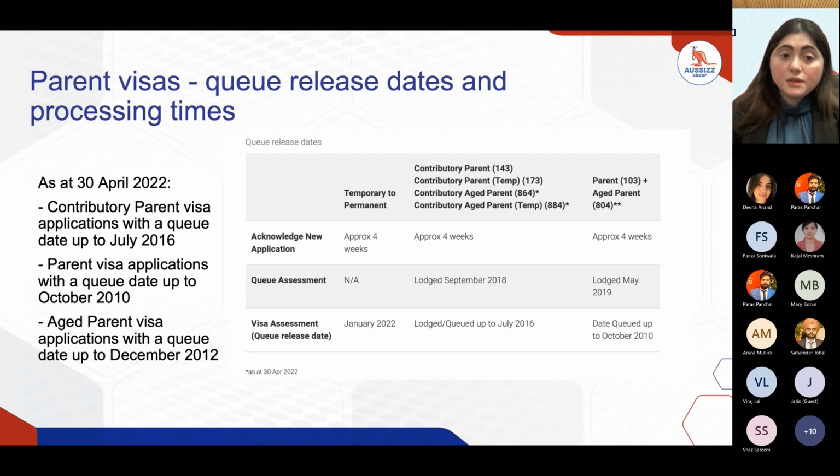As of 30th April 2022, the department has released the contributory parent visa applications with the queue date of July 2016. So that means for applications received from July 2016, the processing time will start from there. For normal parent visa applications, which are non-contributory, there's a queue date up to October 2010. As I said, it takes a very long time for these applications to be processed. The aged parent visa has a queue date up to December 2012. This is just a small chart. This data has come from the Department of Home Affairs, so it's accurate data with the queue release dates.